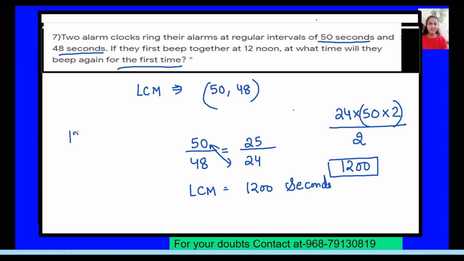So 1200 seconds is how much time? If you divide it by 60, this is 20 minutes. So after 12 noon, it will beep another time at 12:20 p.m. So this will be the complete answer for this question.